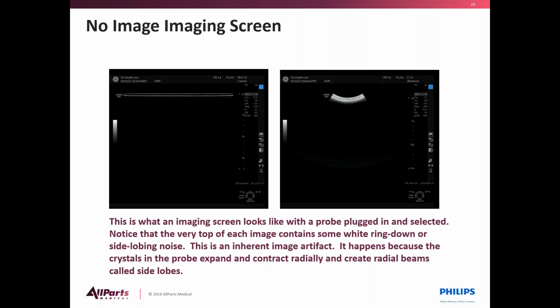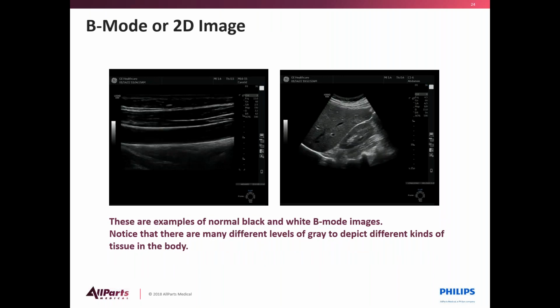It happens because the crystals in the probe expand and contract radially and create radial beams called side lobes. This is something that all ultrasound machines have circuitry to filter down to be as little as they can possibly make it without taking away from the image. But it is not something that's wrong with the machine, and I just wanted to point that out before we start into the troubleshooting section.